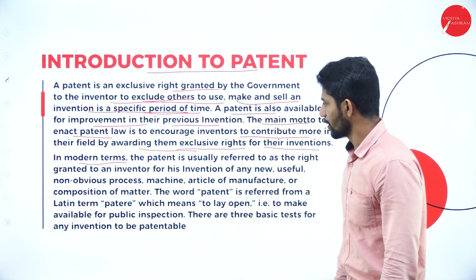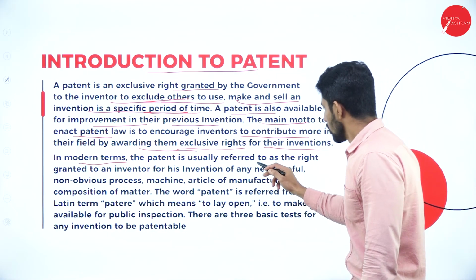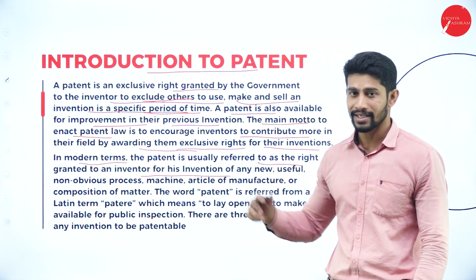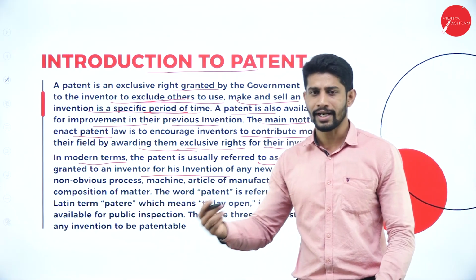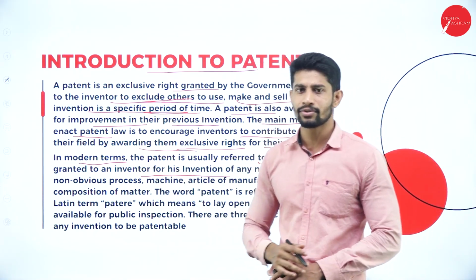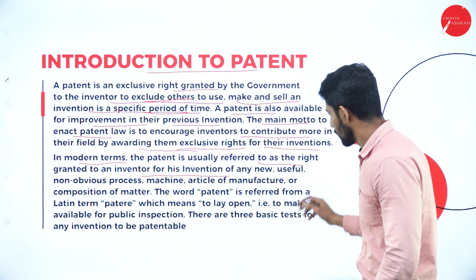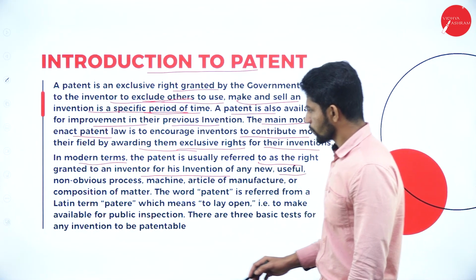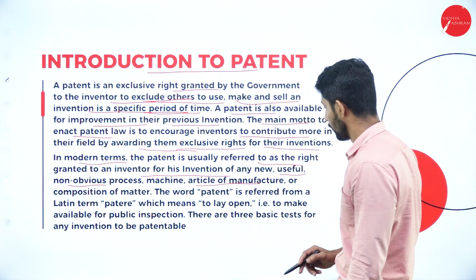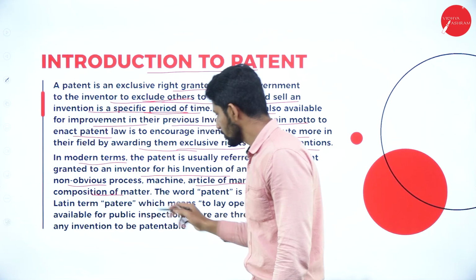In modern terms, a patent is usually referred to as a right granted to the inventor for his invention. As I said, for his inventions, the rights will be given. That is called the patent. Who will give the rights? The government will give the rights to the inventor of the invention, for any new, useful and non-obvious process, machine, article of manufacture or composition of matter.